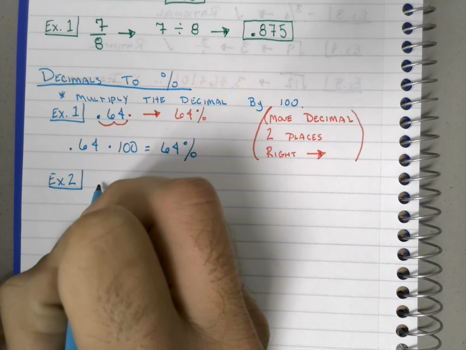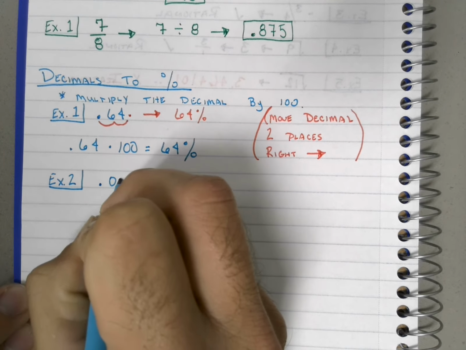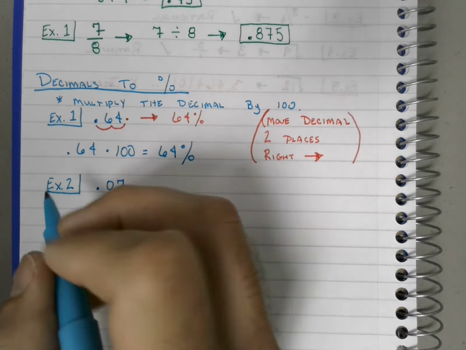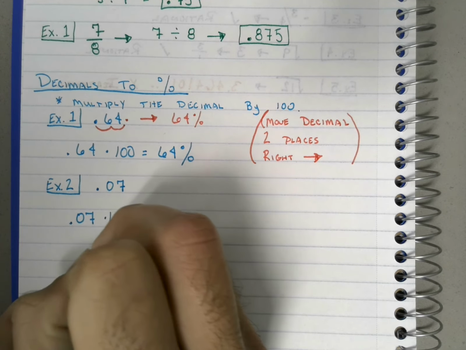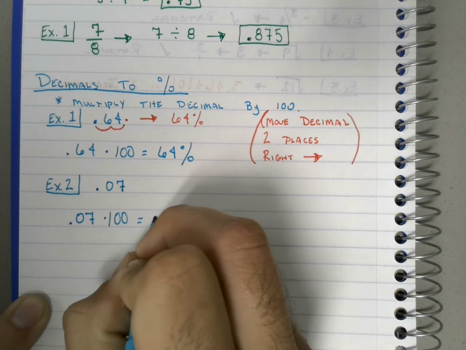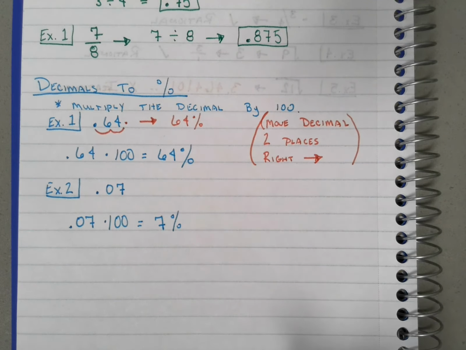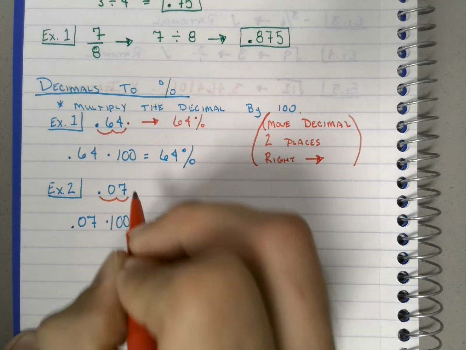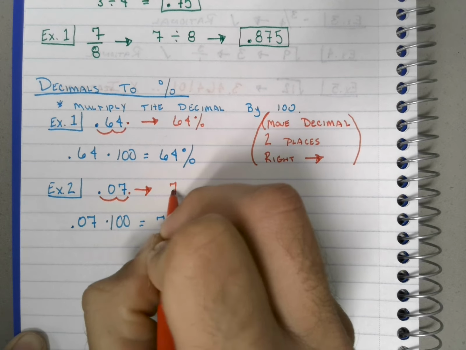What if we had 0.07? Again, you multiply by 100, so if you have your calculator handy, you can just go 0.07 times 100, and that's going to give you 7%. Or you can think of just move your decimal 2 places right. We can go 1, 2. The decimal will be behind my 7, which will just leave me a 7%.